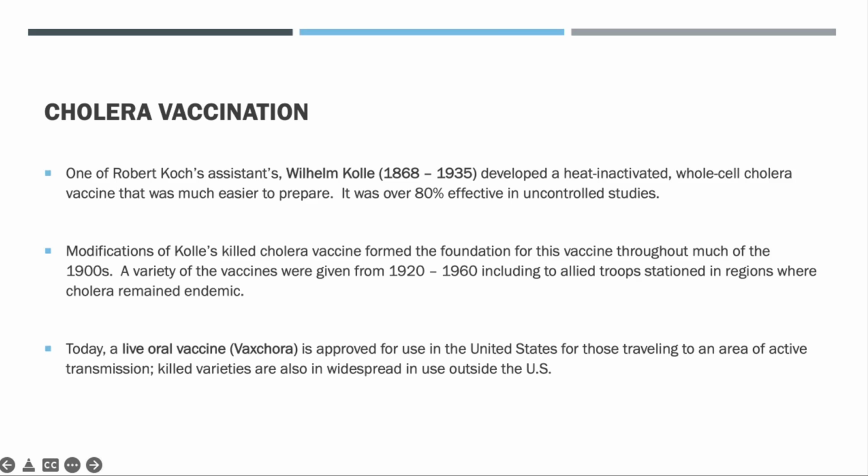A variety of them were given in the middle of the century, including to Allied troops who were stationed in regions where cholera was endemic, which is attributed to greatly decreasing the incidence of disease among the troops. Today, we use a live oral vaccine for cholera in the United States for travelers in areas where there is active transmission. Killed varieties are also in widespread use outside the U.S.